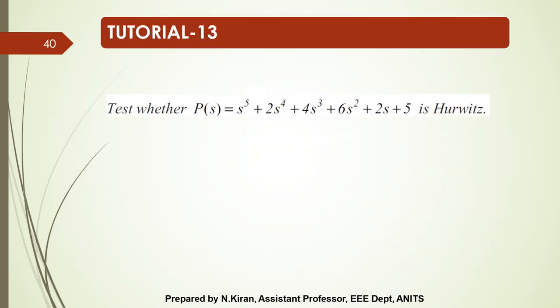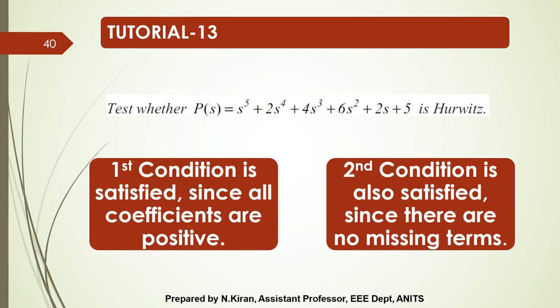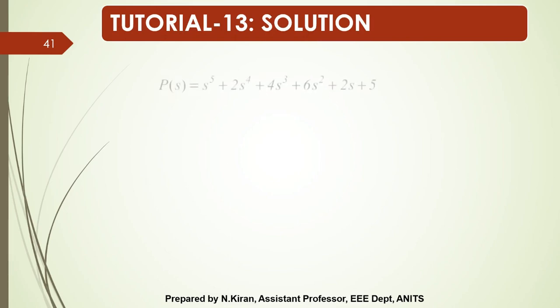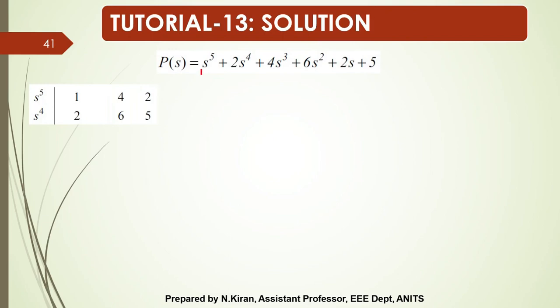Next tutorial: s power 5 plus 2s power 4 plus 4s cube plus 6s square plus 2s plus 5. We have to test whether this polynomial is Hurwitz. The first two conditions are met for the given tutorial. Let's move forward to the third step, that is the Routh table. So the highest power here is an odd number. So first we'll write the coefficients of the odd terms: 1, 4 and 2. And next are the even terms coefficients: 2, 6 and 5.